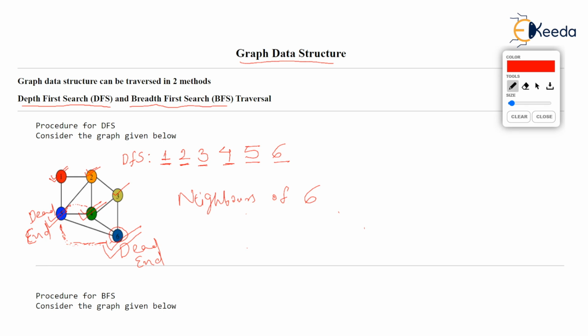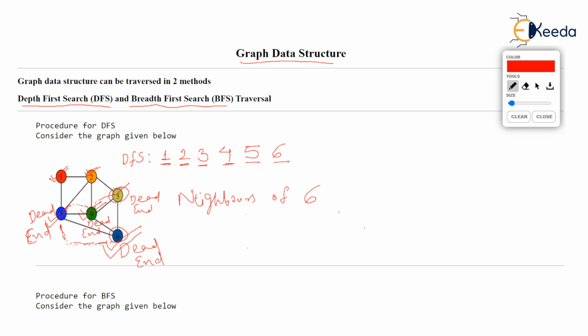So you're back at 4. And when you are back at 4, you will see 4 is also a dead end, because 4 does not have any neighbors which are not visited. If you come to a dead end, you backtrack to the vertex from where you came to 4. So you will backtrack to 3 because you came to 4 from 3. But you observe that 3 is also a dead end. All the neighbors of 3 are already visited. So 3 is a dead end.